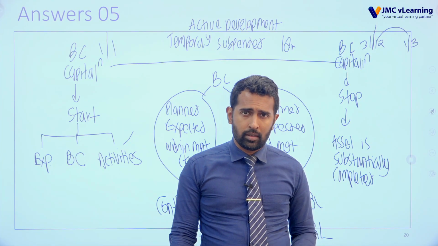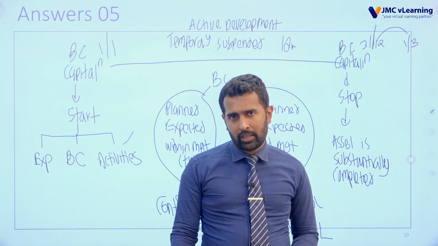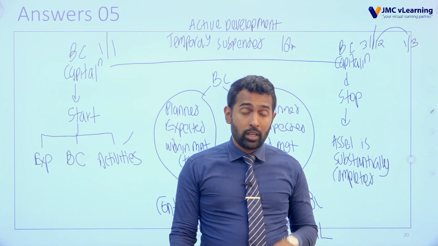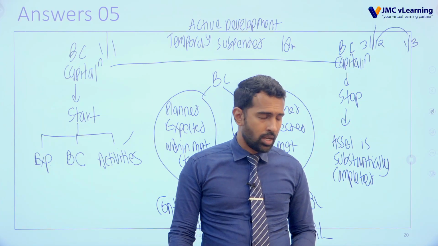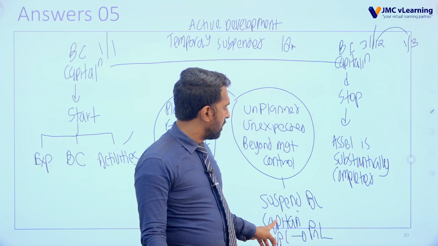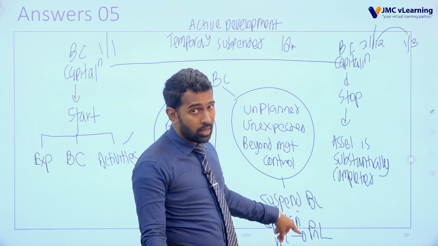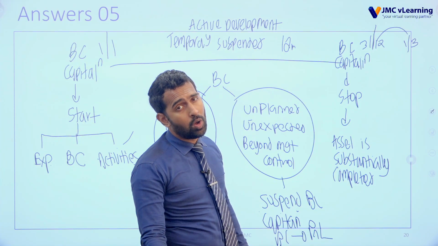Those are unexpected. Employees' strikes are unexpected. Right? So unexpected things you can't let capitalize in the borrowing cost. Unexpected, unplanned, beyond management control, then for that period the borrowing cost shall be charged to profit or loss.